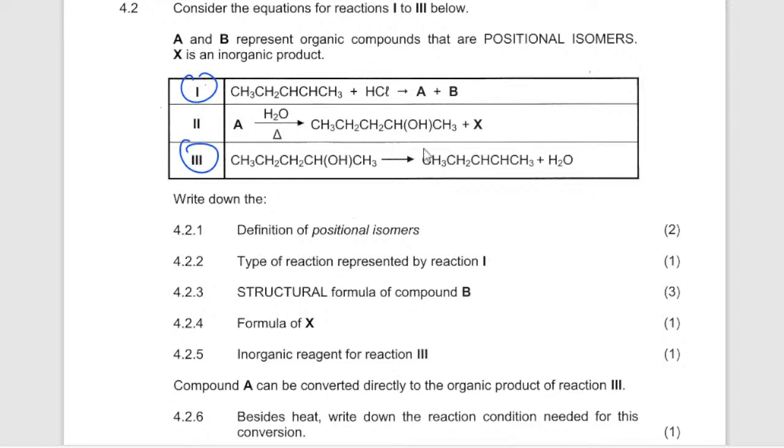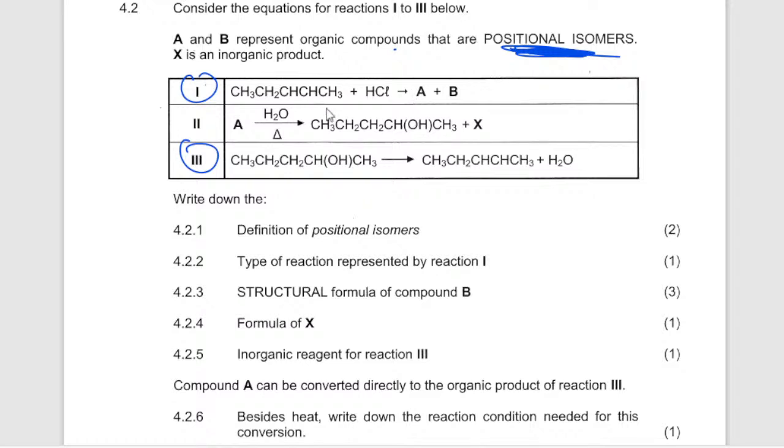We call this reaction synthesis, manufacturing. A and B represent organic compounds that are positional isomers, meaning the same molecular formula, same structure, just the position of the substituent is different. In other words, one is a major product and one is a minor product. Remember, when you're doing this, we produce major products and minor products.